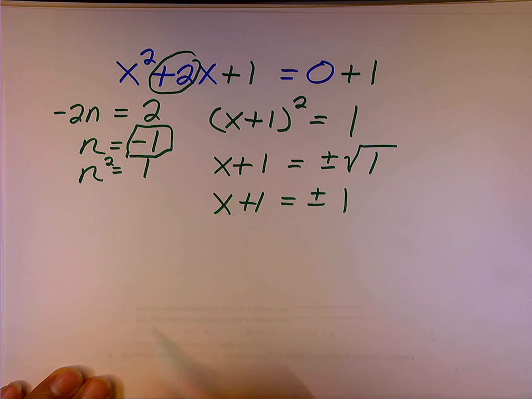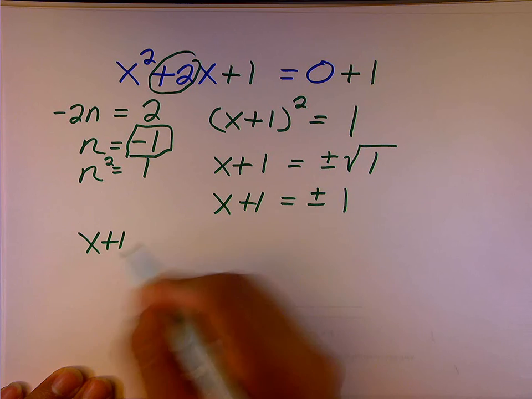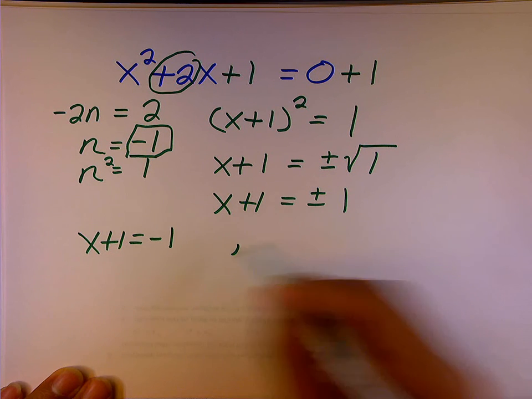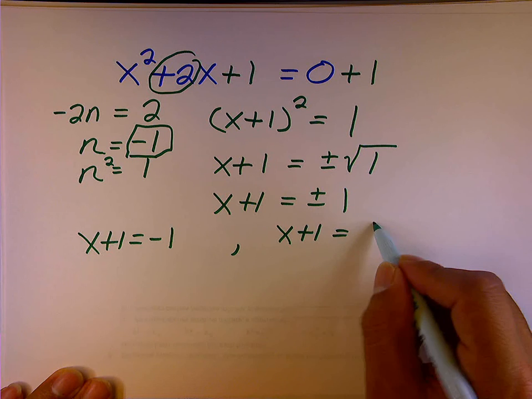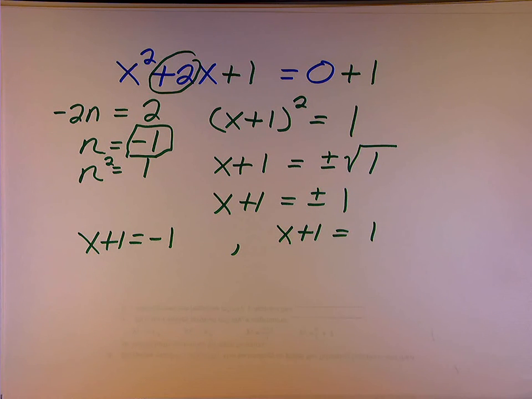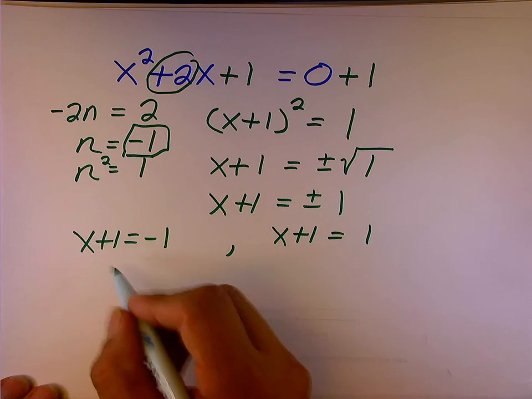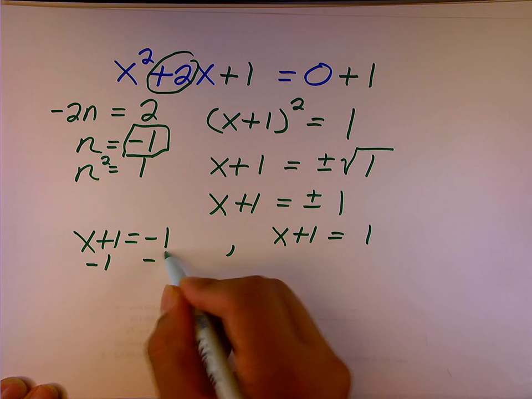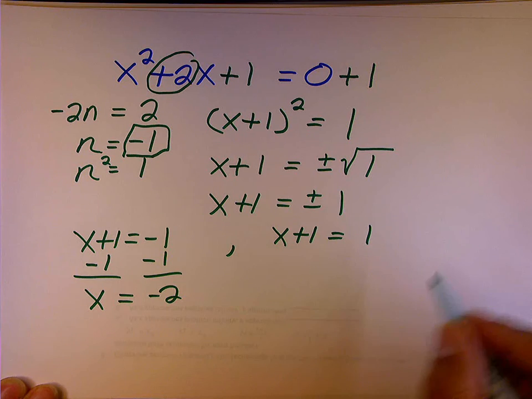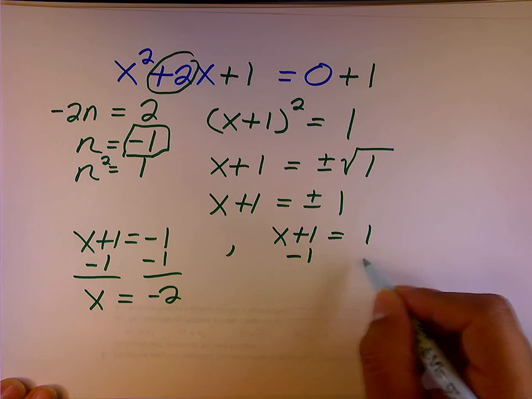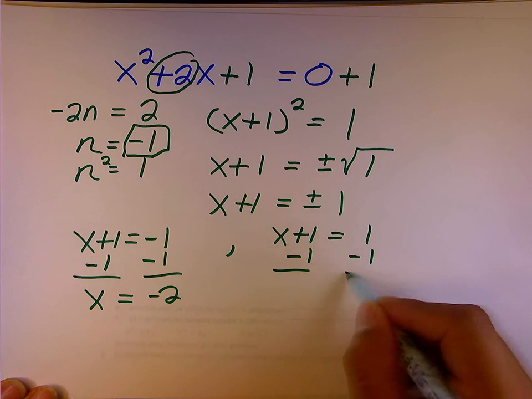So I have two possible answers. X plus 1 equals negative 1, or x plus 1 equals positive 1. I'm going to solve both of those equations independently. First equation, I'm going to subtract 1 from both sides. Other equation, again, I'm going to subtract 1 from both sides to isolate x.